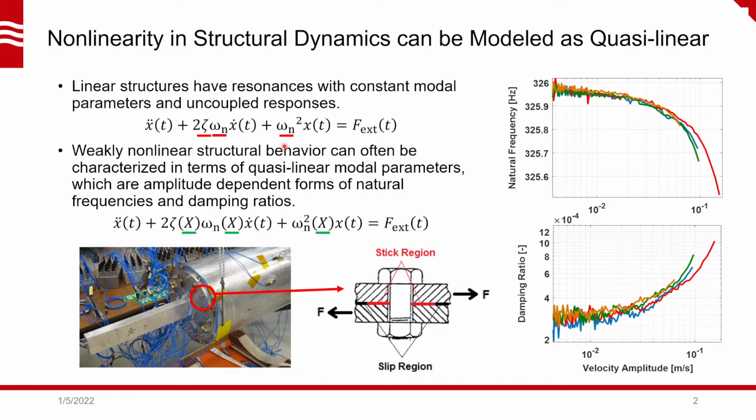By allowing the modal parameter values to change with respect to the amplitude of the mode's response, we can approximate the variations that we observe in the stiffness and energy dissipation of the structure. So shown there on the right is the sort of behavior that we see with quasi-linear parameters typically, where the natural frequency decreases and damping ratio increases as the response amplitude increases.